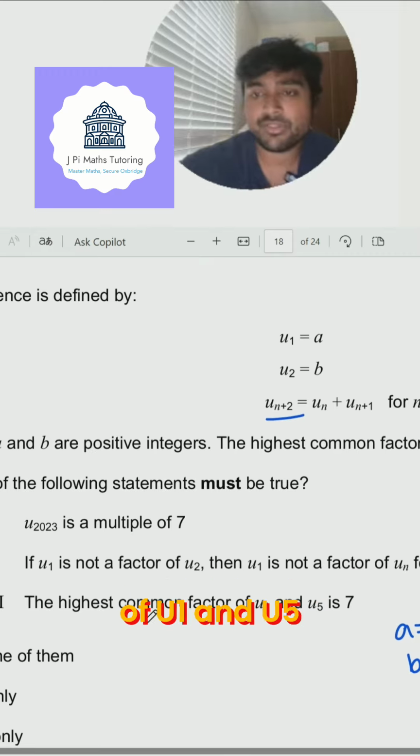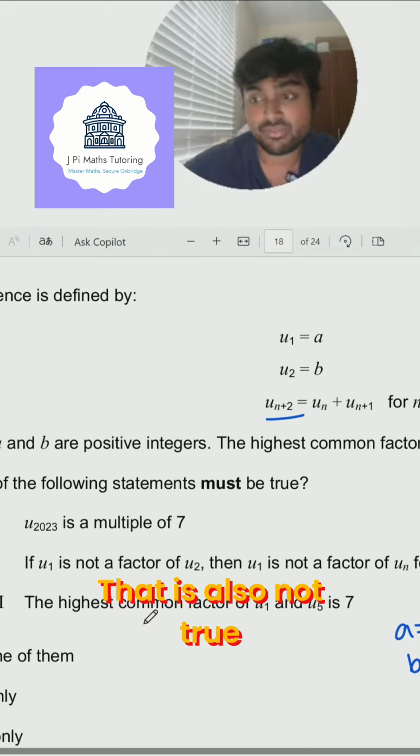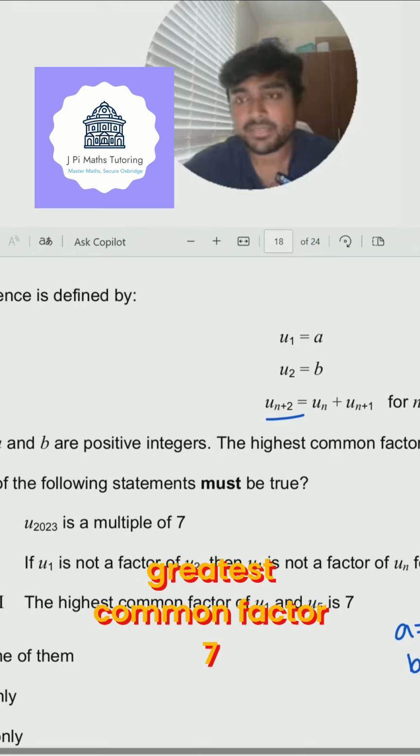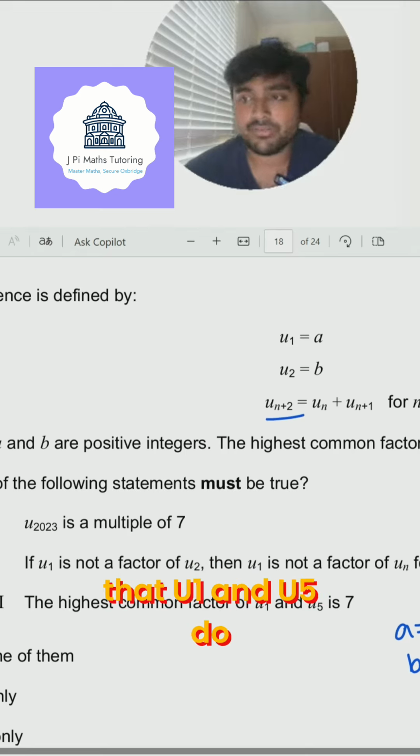The highest common factor of u1 and u5 is 7. That is also not true. So u5 here is 2a plus 3b, and u1 is a. So we know that a and b have greatest common factor 7, but that doesn't mean that u1 and u5 do. How do I know that?